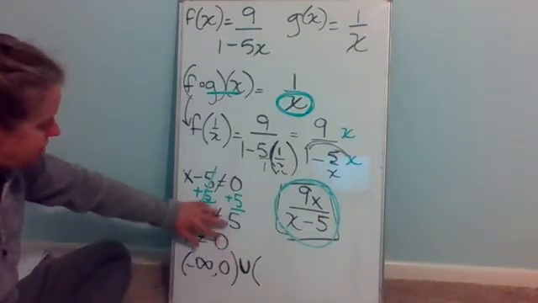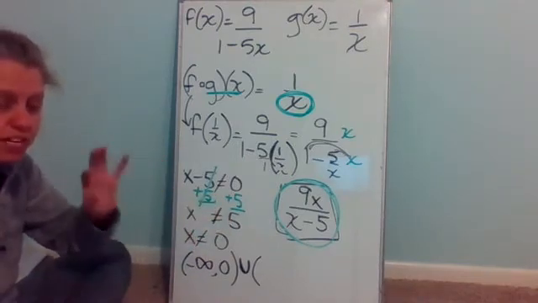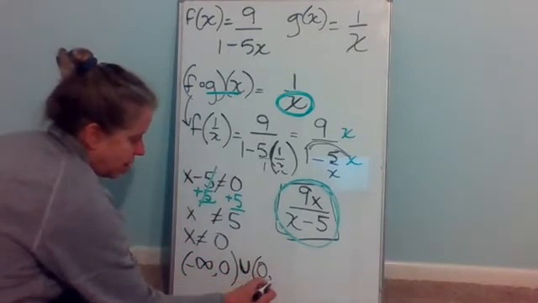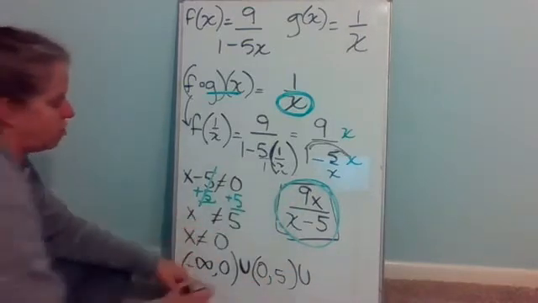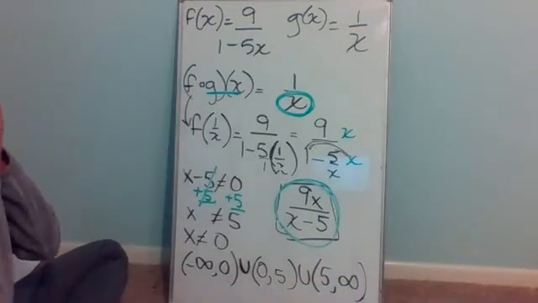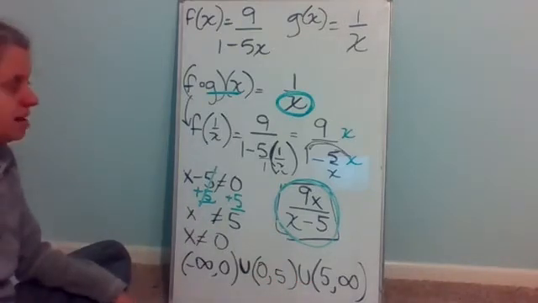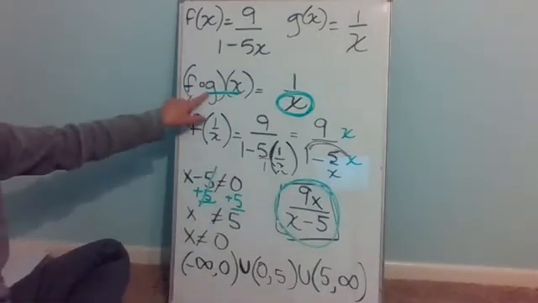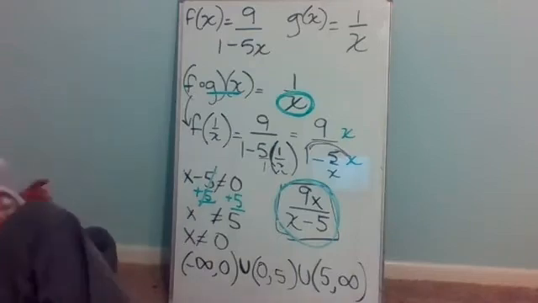Now, after this, I want to include all the numbers between 0 and 5, right? The only two numbers that are completely excluded are 0 and 5. The numbers below 0 are good. The numbers between 0 and 5 are good. And the last interval would show all the numbers above 5, which would be from 5 to infinity. So this is what the domain would be. So there's half of that problem. We found f of g of x. Now we're going to find it the other way around, g of f of x.